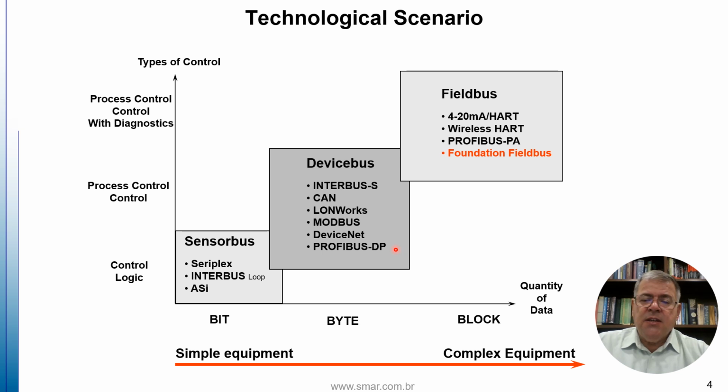DeviceNet. Next are more complex networks at the level of PID control, which transmit a greater quantity of information. Here we have the HART itself, the Profibus PA, which is specifically designed for transmitters and field devices, and the Foundation Fieldbus as well. Therefore, here we present all of the current technologies in the market.